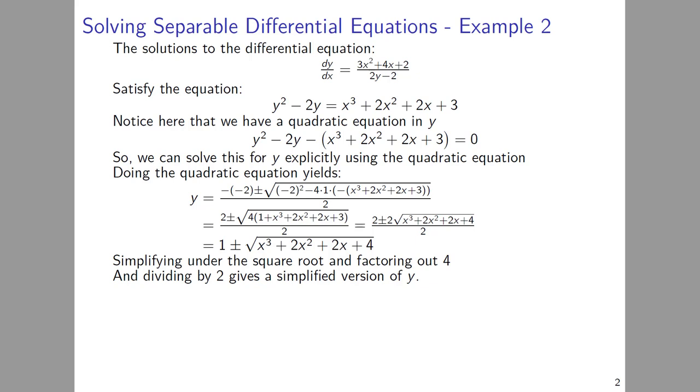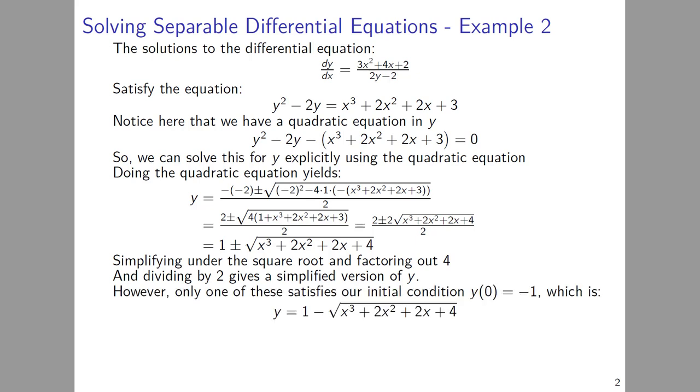But remember, we have an initial condition that y of 0 is equal to negative 1. And only one of these satisfies that initial condition, which is y equals 1 minus the square root of x cubed plus 2x squared plus 2x plus 4. You can check this by plugging in x equals 0 and verifying that y equals negative 1 here. While we had to go through some tedious algebra to get here, we now have an explicit solution of y to our differential equation: y equals 1 minus the square root of x cubed plus 2x squared plus 2x plus 4.